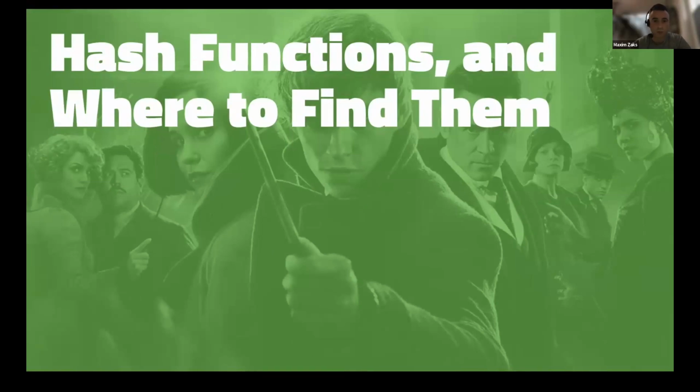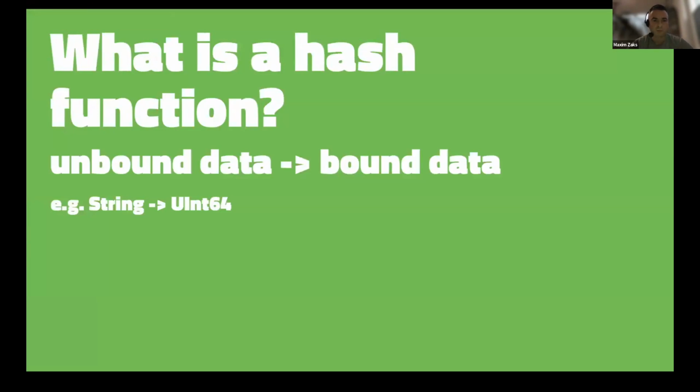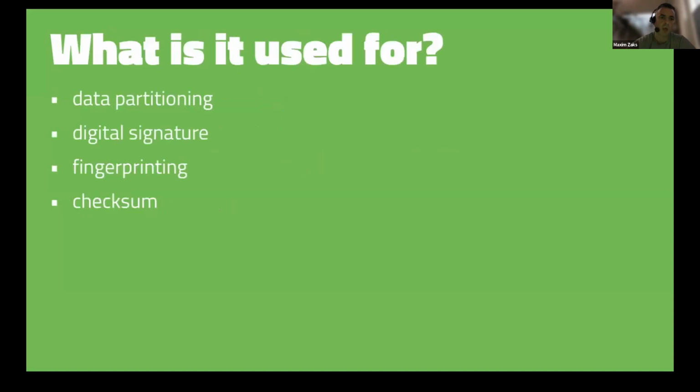So, hash functions and where to find them. First of all, what is a hash function? Basically, it's a function where we want to go from unbound data to bound data. An example is string to uint64. It's not necessarily a reduction, because the string could be empty or just a few characters, but we would like to get a number which is 8 bytes long. So it's basically just a projection, if you want.